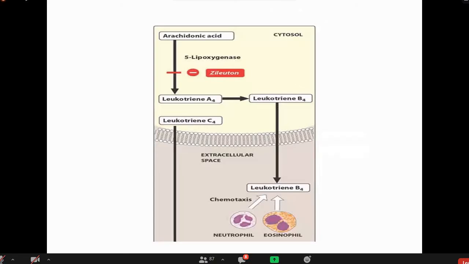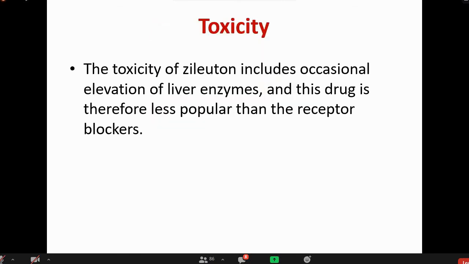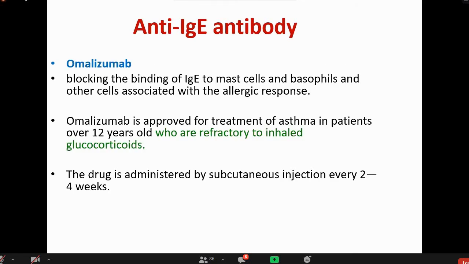Diagram. So lipo-oxygenase enzyme activity is inhibited by zileuton, so there will be no production of the different leukotrienes, which are responsible for producing bronchoconstriction. Toxicity of zileuton includes occasional elevation of liver enzymes, and this drug is therefore less popular than the receptor blockers.